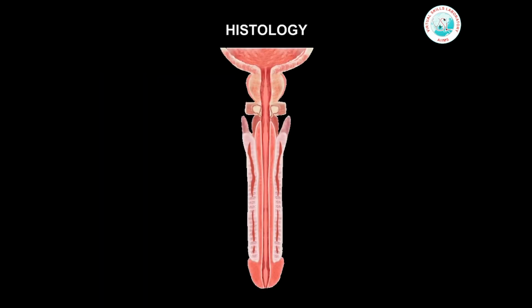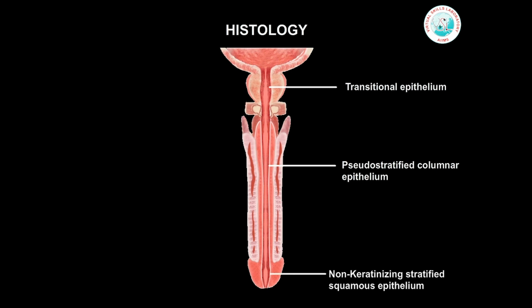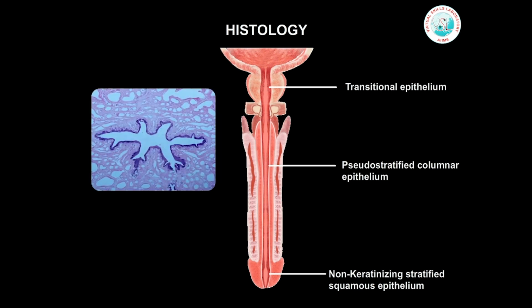The urethra is lined by transitional epithelium in its proximal part, which changes to pseudostratified columnar to non-keratinizing stratified squamous epithelium as we proceed distally. The lamina propria is loose and richly vascularized and contains a thin layer of spongy erectile tissue. The muscularis is composed of an inner longitudinal and outer circular layers that form the internal urethral sphincter. In the distal portion, the muscle is striated and forms the external urethral sphincter.